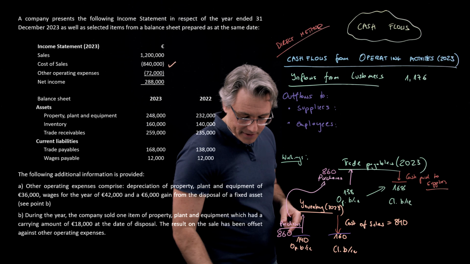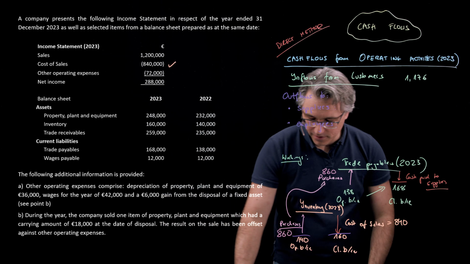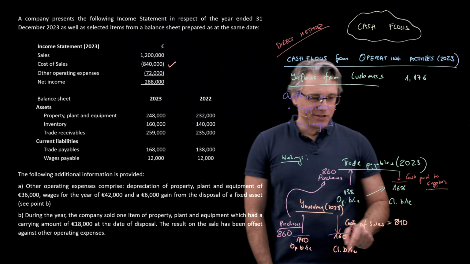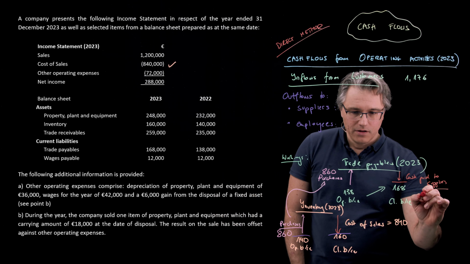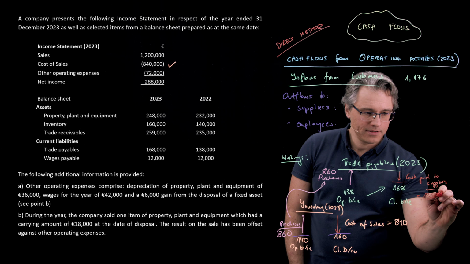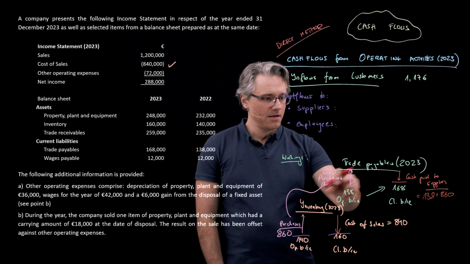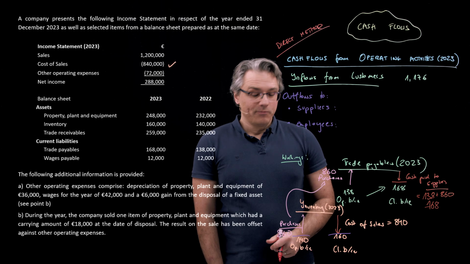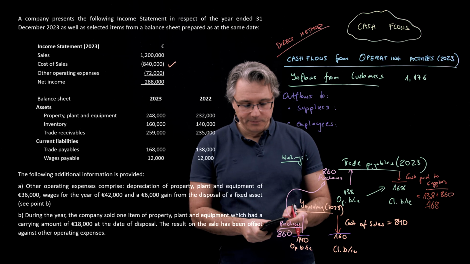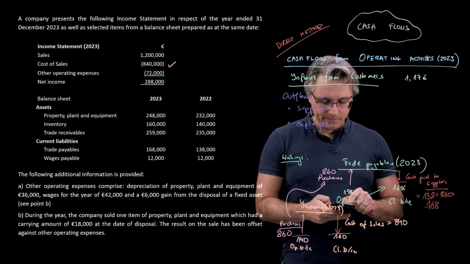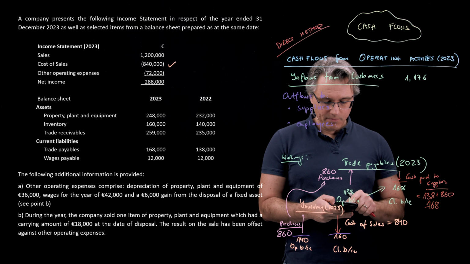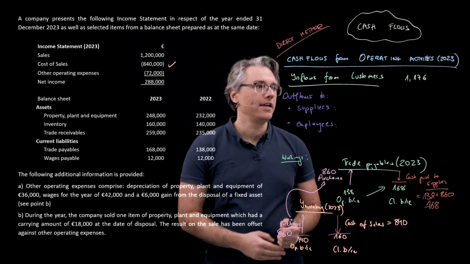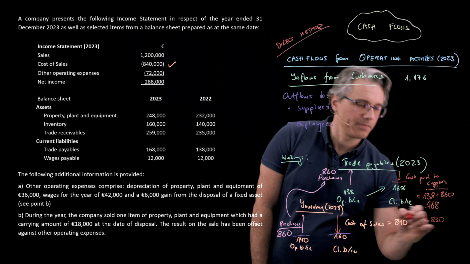And now it becomes quite easy to compute the cash paid to suppliers, because we have just one unknown here and the whole system is already set up. So this is 138 plus this 860 within purchases minus 168. And what's this going to be? Let me take my calculator on my phone. 138 plus 860, but minus 168. Well, it's showing me an answer of 830 cash paid to suppliers.